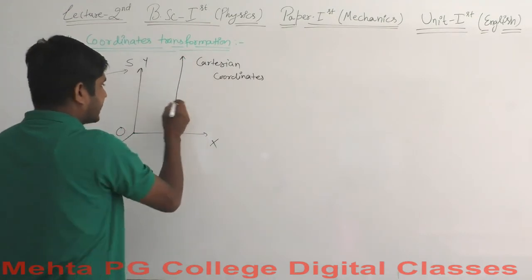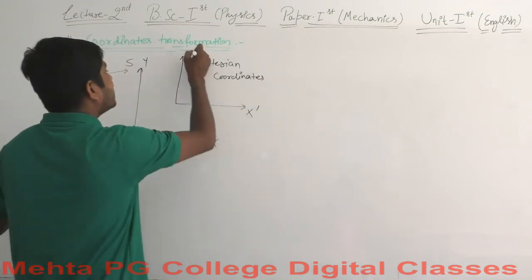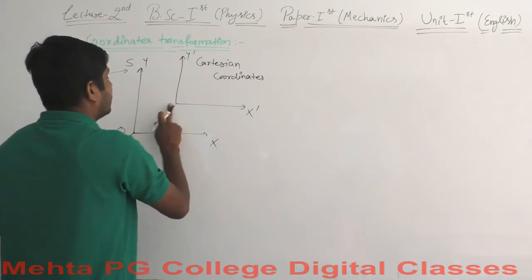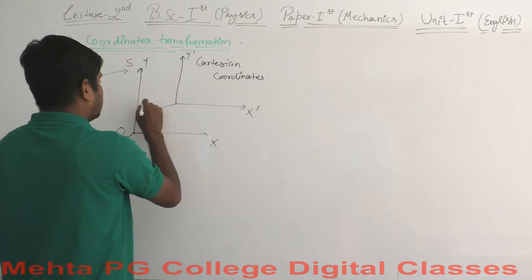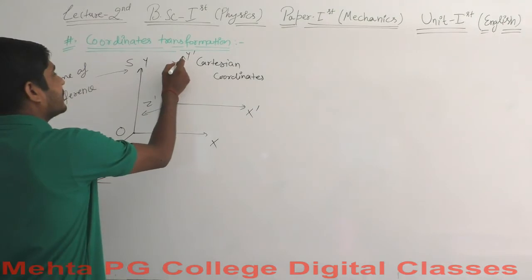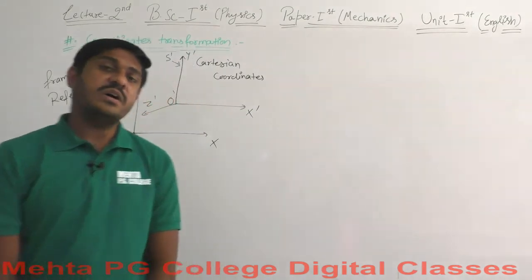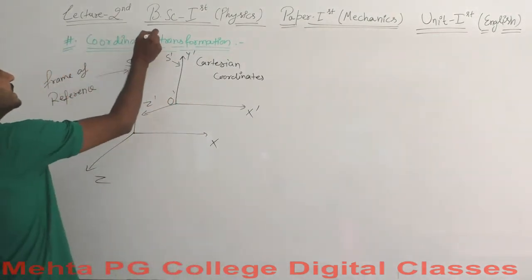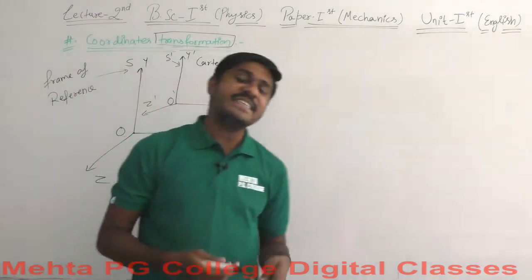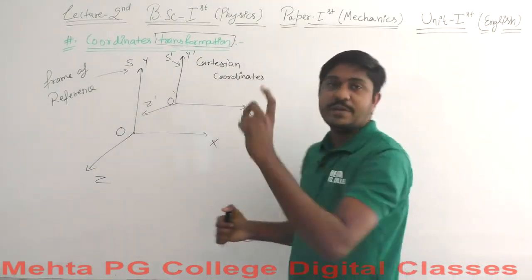Yes, that could be the secondary frame, having the axes x dash, y dash, and z dash. This is the origin O dash. Let's say this is the frame of reference S dash, because this is our secondary frame. And now we are going through the coordinate transformation. We will transform the coordinates from the first frame, our primary frame S, to the secondary frame S dash.